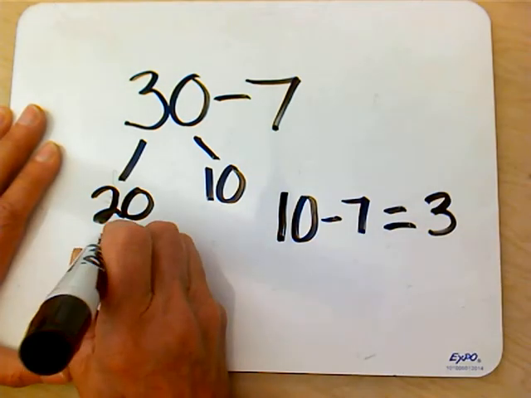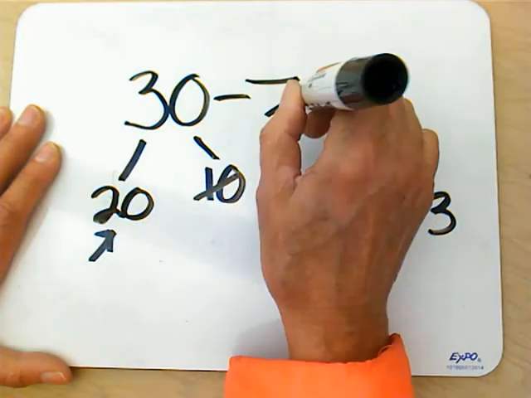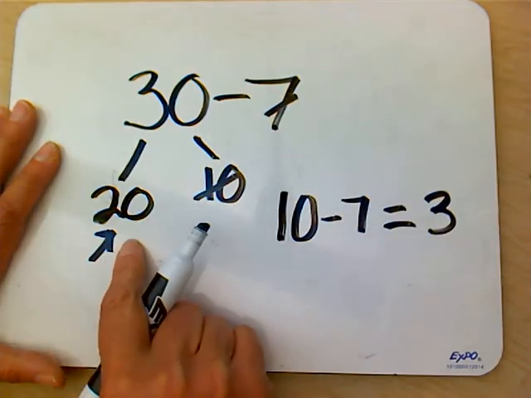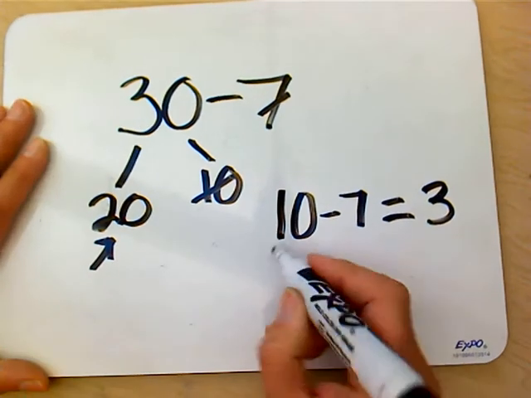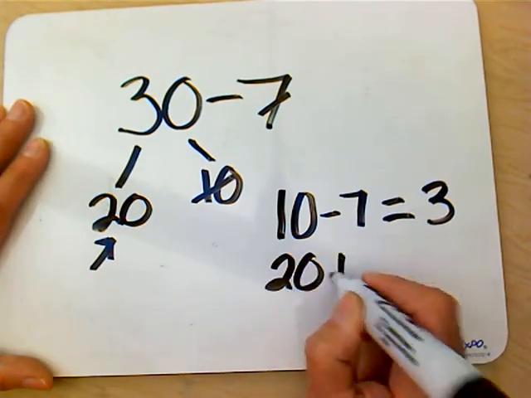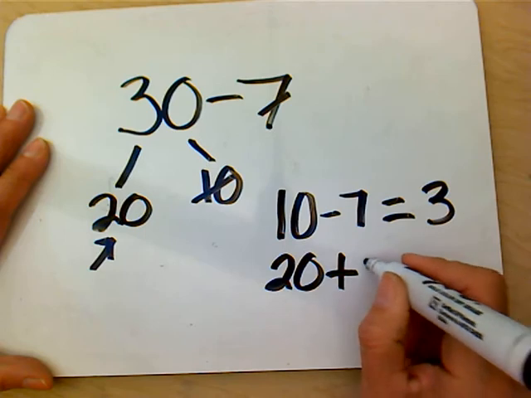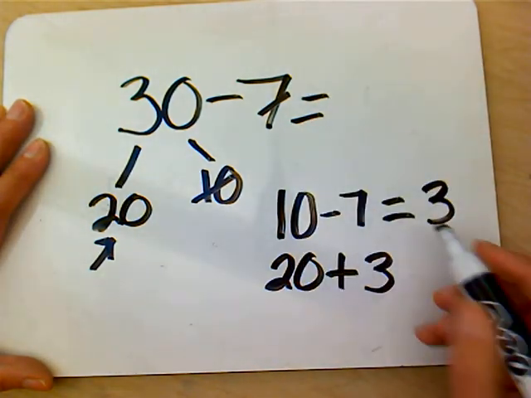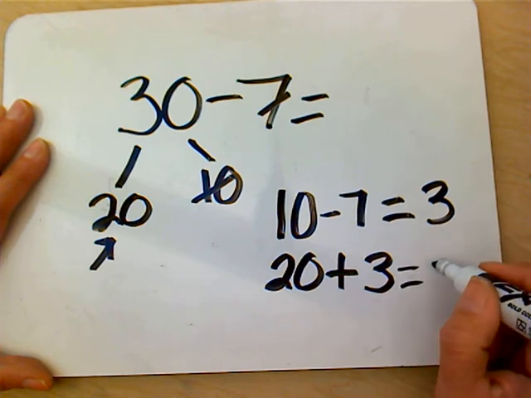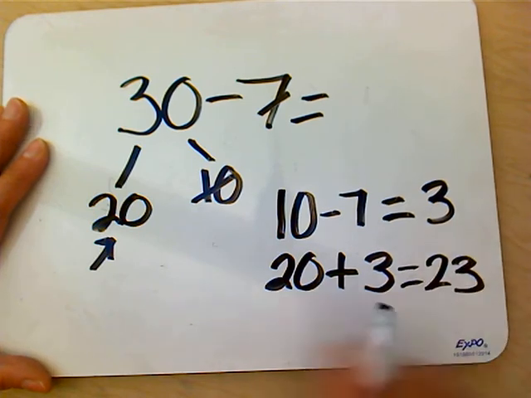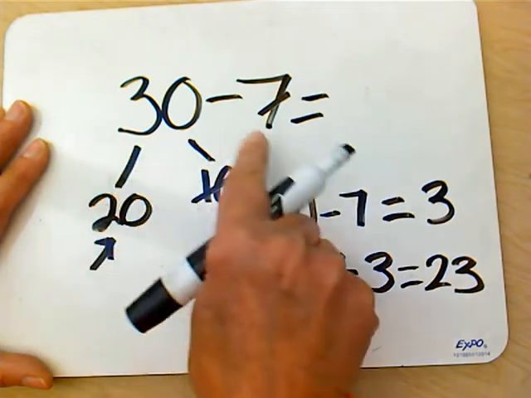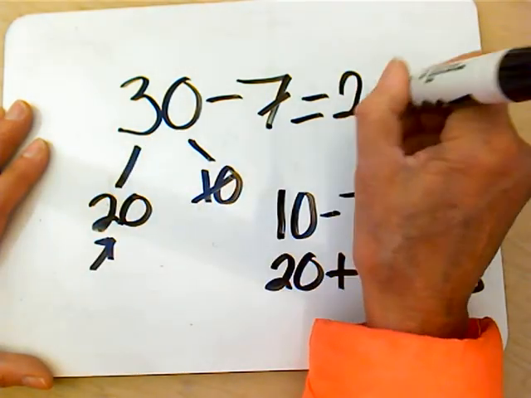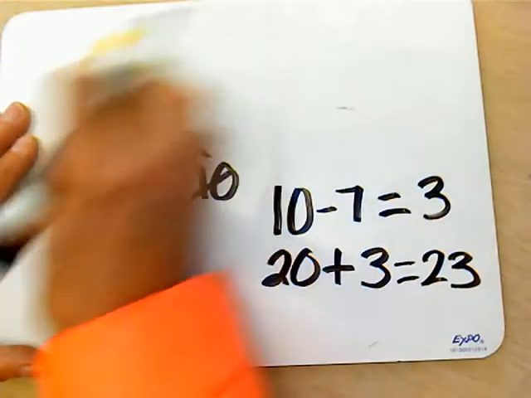I still need to deal with this 20 because I've already dealt with these two numbers. And I still need to deal with the 20 that's a part of the 30. 20 plus the difference of 3 gives me 23. Therefore, I know that 30 take away 7 is also 23. Okay, we're going to try one more of those.